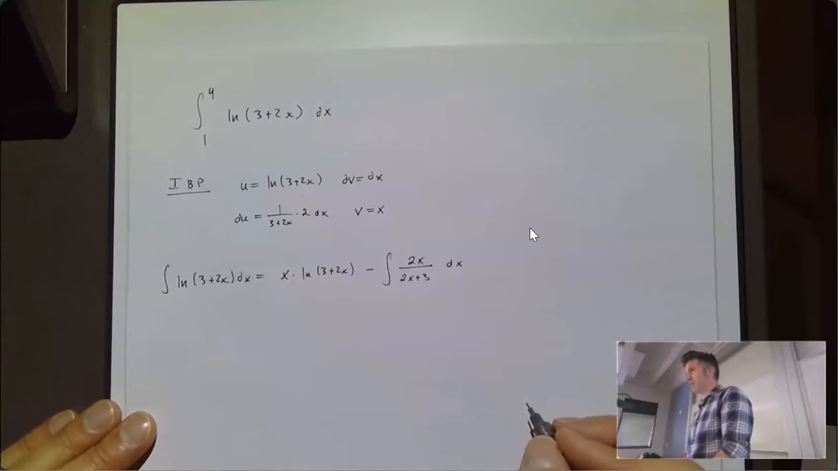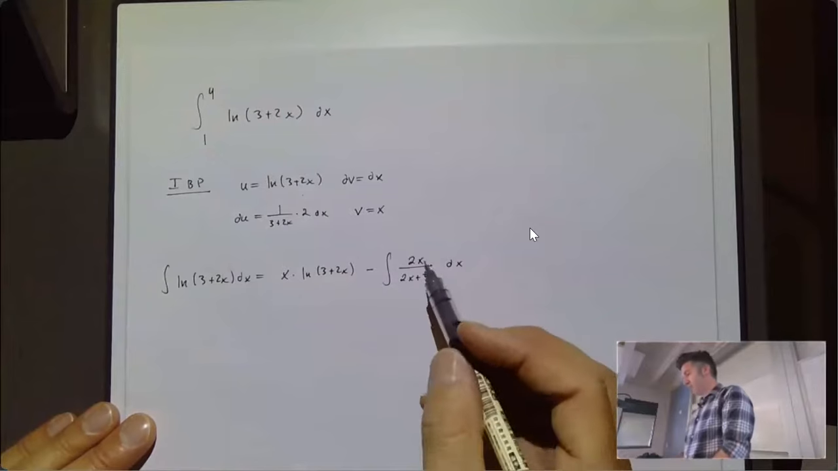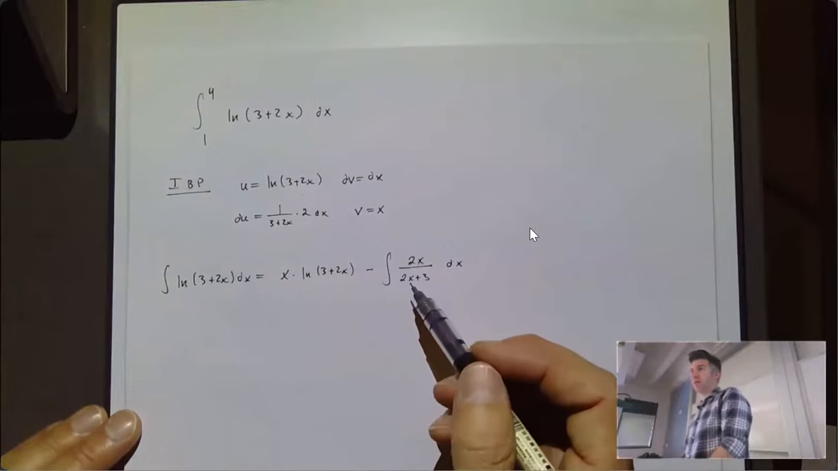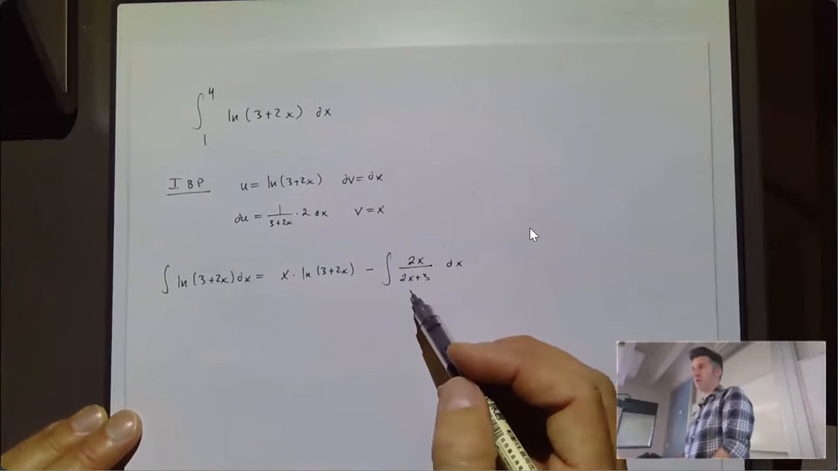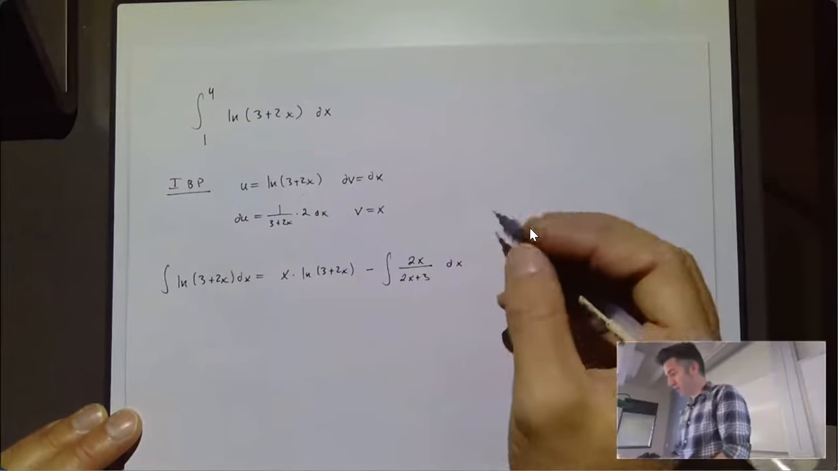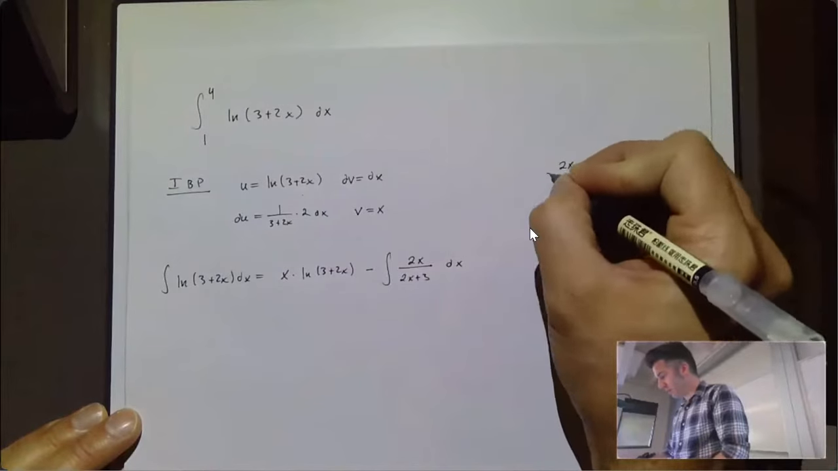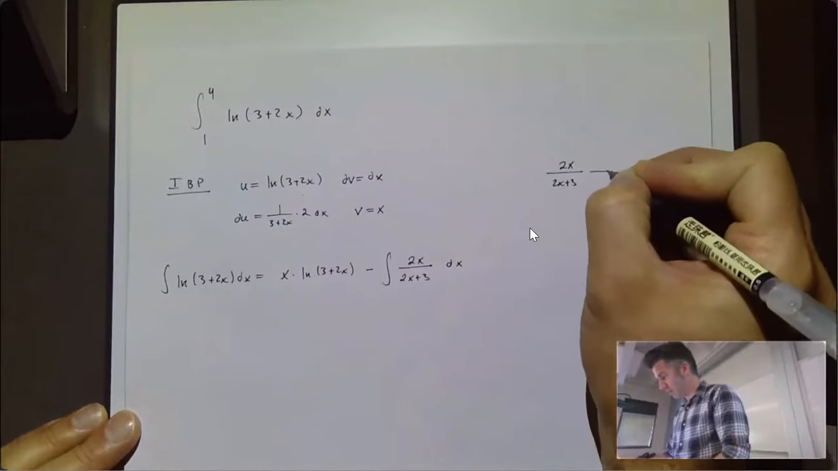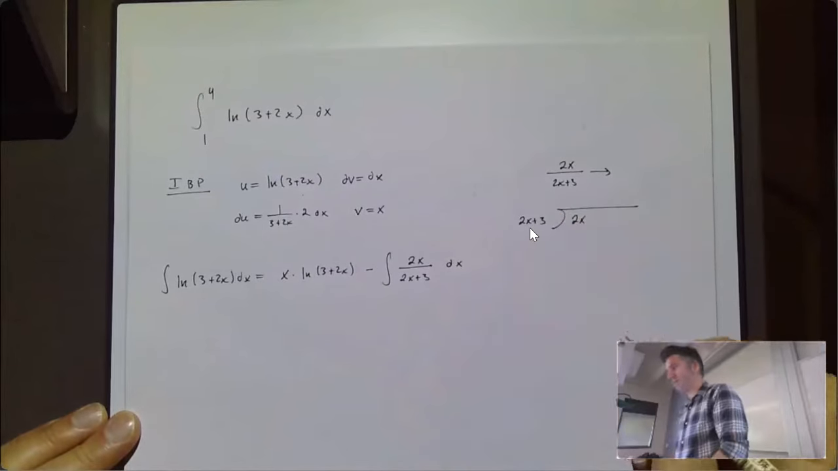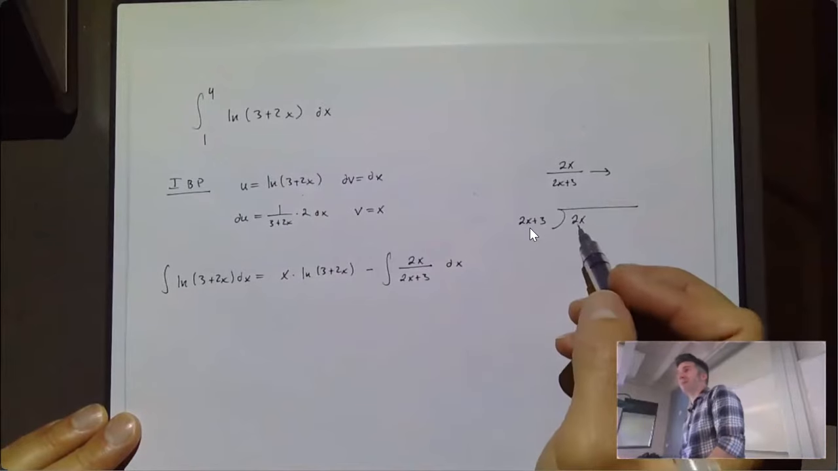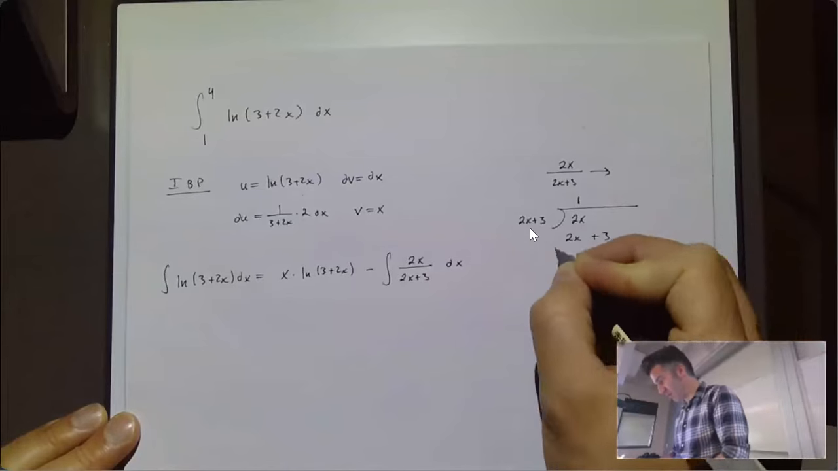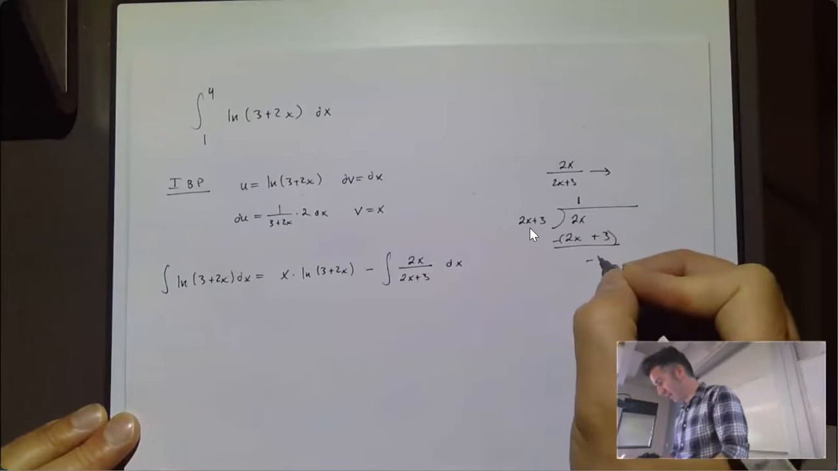Okay, so now this is where things are a little bit interesting. There's a couple ways you can integrate this. You could actually do a u sub here, although I don't recommend it. When you have a linear function over a linear function, it really is easier just to do polynomial division. So we're going to say 2x divided by 2x plus 3. And how many times does 2x go into 2x? One whole time. 1 times 2x plus 3 is 2x plus 3. We subtract and we get negative 3.